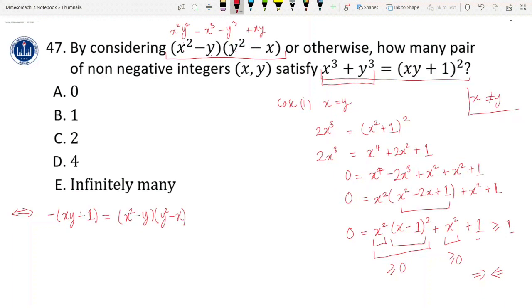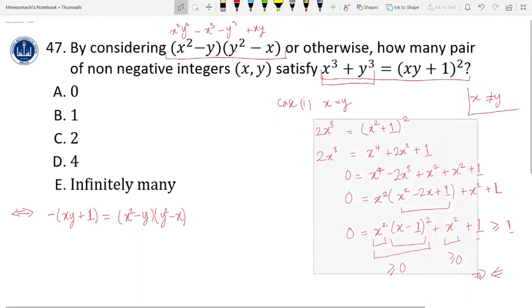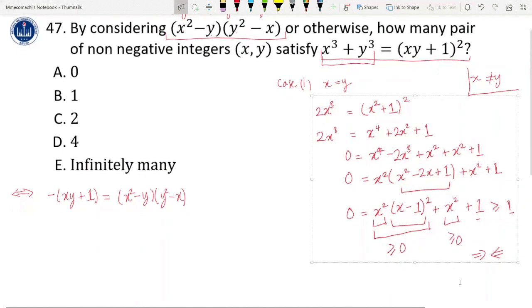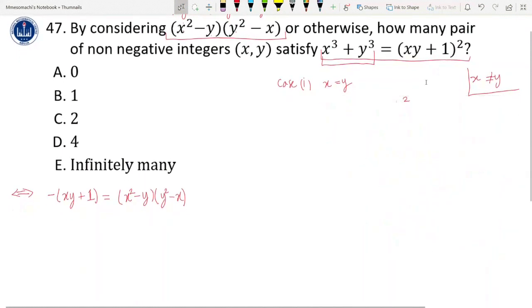So let's consider the next case, when x is greater than y. Now look at this equation. It's actually symmetric. So considering the case x greater than y is somehow symmetric to the case y greater than x, because this equation is symmetric. So let's just do this.